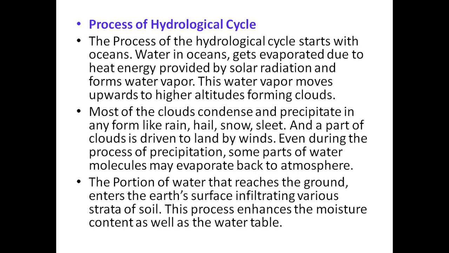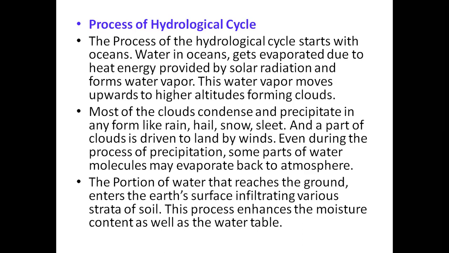The process of the hydrological cycle starts with oceans. Water in oceans gets evaporated due to heat energy provided by solar radiation and forms water vapor. This water vapor moves upwards to higher altitude forming clouds. Most of the clouds condense and precipitate in any form like rain, hail, snow, sleet, and a part of clouds is driven to land by winds. Even during the process of precipitation, some parts of water molecules may evaporate back to the atmosphere.